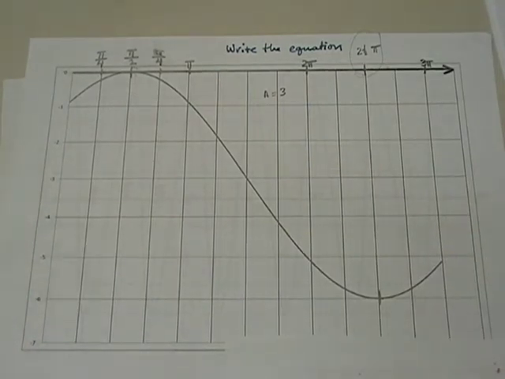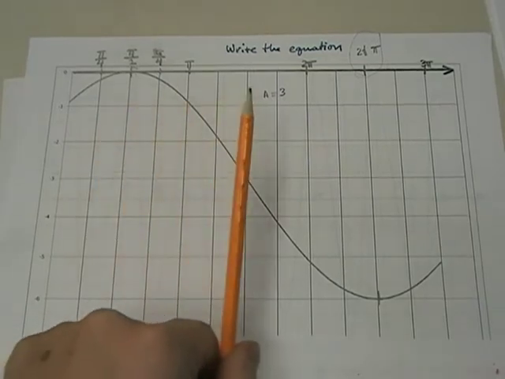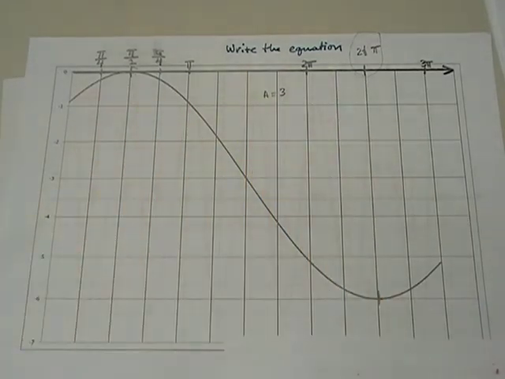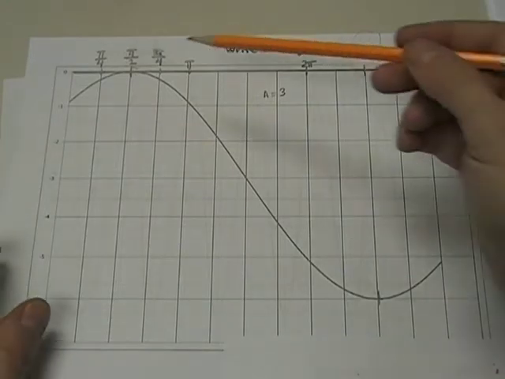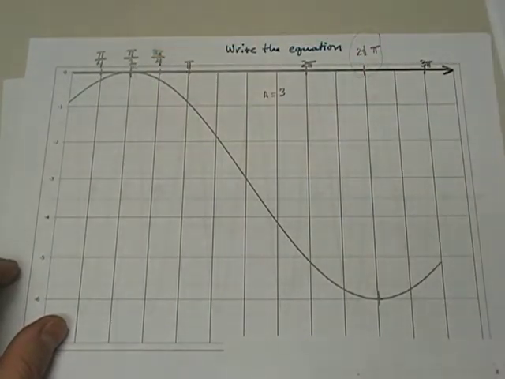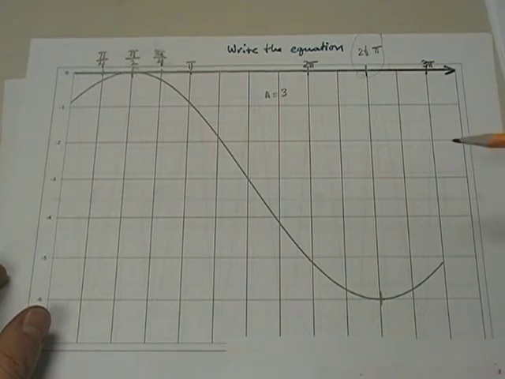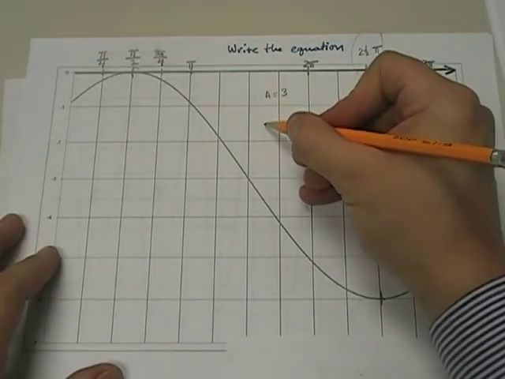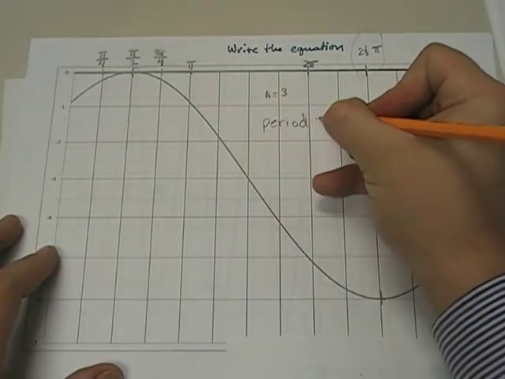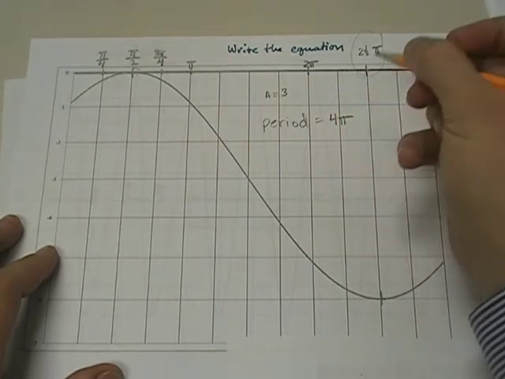So the question is, how long does it take to get from here to here? The answer is subtract those two. What is 2.5 pi minus half of a pi? The answer is 2 pi. Now from peak to peak is 1 period. From peak to valley is only half of a period. So if it takes 2 pi to complete half of a cycle, then it must take 4 pi to complete a cycle. So I write period equals 4 pi.